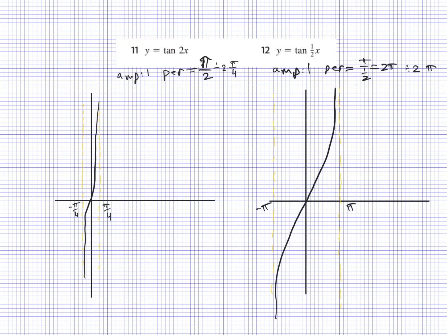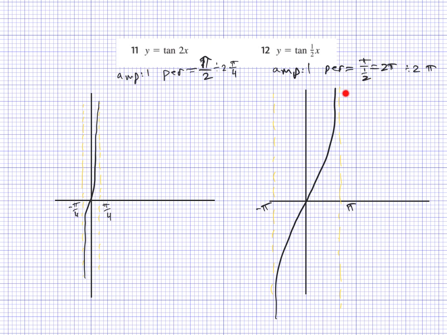Okay, number 11 here. Again, we're not shifting anywhere, so the point still stays at the origin, but our period is pi over 2, the coefficient on x. And then we divide that by 2, which makes it pi over 4. So we're pi over 4 distance to the left and pi over 4 distance to the right of our center point. Okay, so that pretty much tells us where our asymptotes are at. Amplitude is 1, so we just draw it.